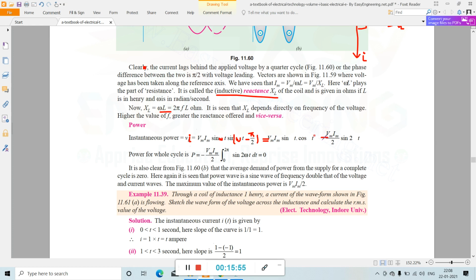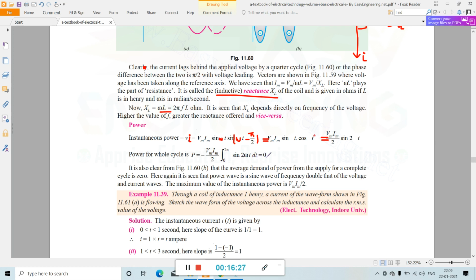This is represented as Vm Im by 2 sin 2t. This is all something you studied in trigonometry. So you just solve this expression using the trigonometric formula, and you finally find that the power for the whole cycle is equal to minus Vm Im by 2 times the integration from 0 to 2π of sin 2ωt d(ωt), and the integral of sin 2ωt dt is equal to 0.